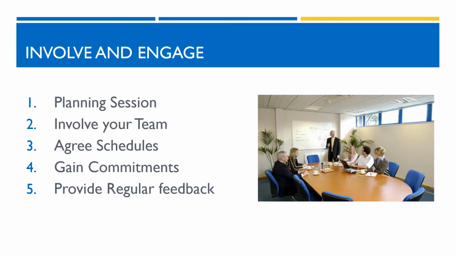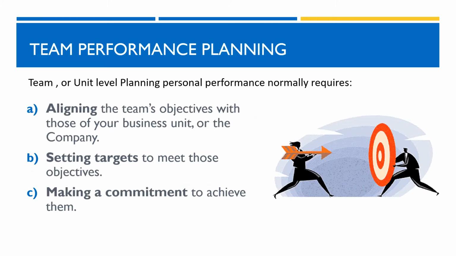So, how do we set about developing a team plan, or performance contract? The first step is a planning session. It is vital to involve your team in identifying the objectives and targets. Ownership leads to commitment. You should also agree schedules, and gain commitments to targets and milestones from them. Finally, build a mechanism or process to provide regular feedback for your people on the performance of the team. Planning team performance normally requires aligning the team objectives with those of your business unit or company, setting targets to meet those objectives, and making a commitment to achieve them.